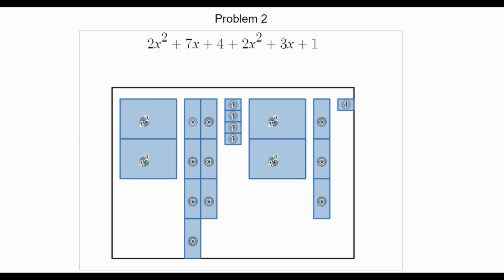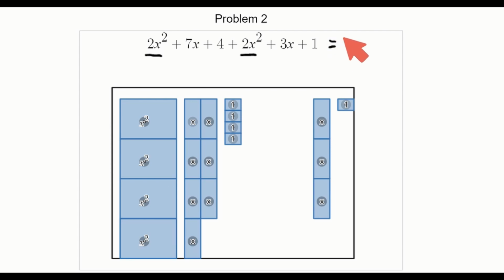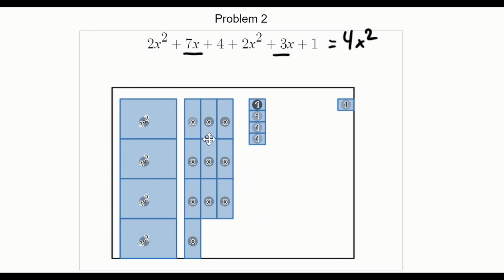Problem 2. Let's group our x squares together. What's 2x squared plus 2x squared going to be? If we just count these up, we have 1, 2, 3, 4. So we have a total of 4x squares. Now let's combine our x's together. What's 7x plus 3x going to be? Putting all the x's together, 3, 6, 9, 10. We have a total of 10 x's, plus 10x.